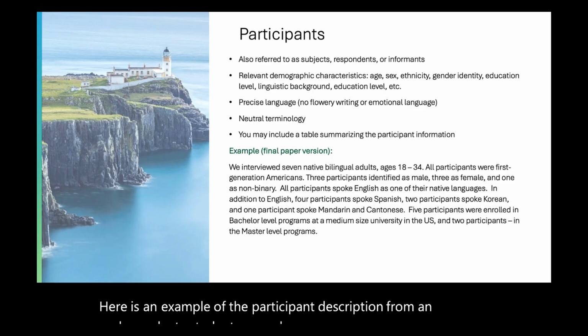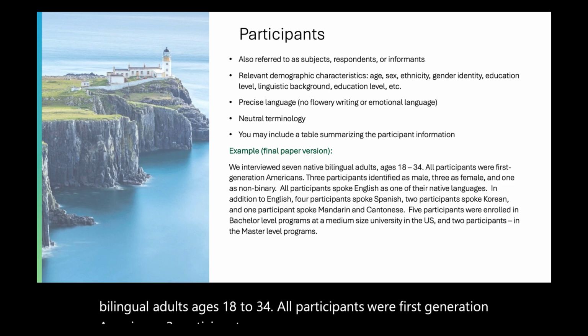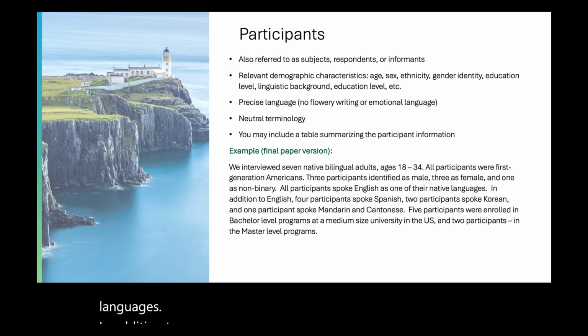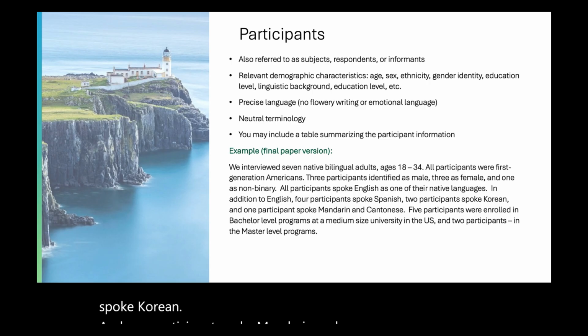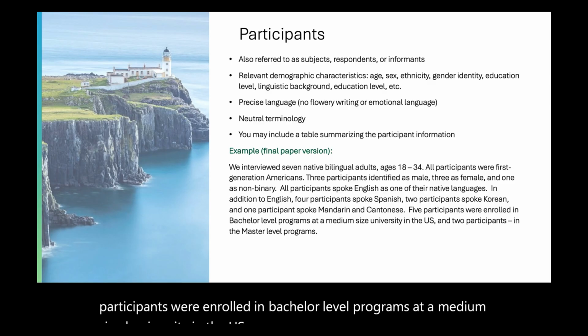We interviewed 7 native bilingual adults, ages 18 to 34. All participants were first-generation Americans. 3 participants identified as male, 3 as female, and 1 as non-binary. All participants spoke English as one of their native languages. In addition to English, 4 participants spoke Spanish, 2 participants spoke Korean, and 1 participant spoke Mandarin and Cantonese. 5 participants were enrolled in bachelor-level programs at a medium-sized university in the U.S., and 2 participants in the master-level programs.